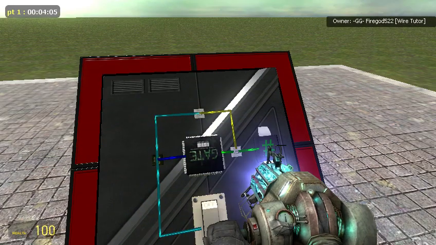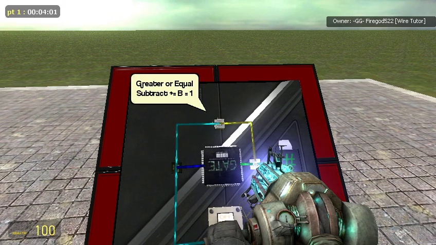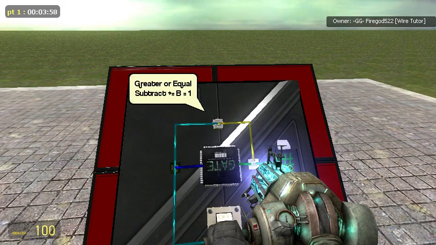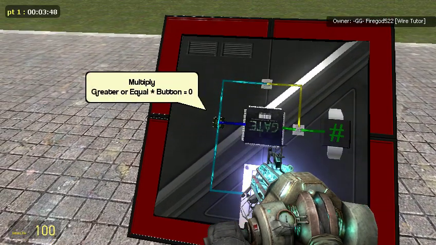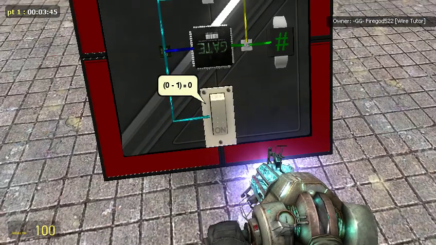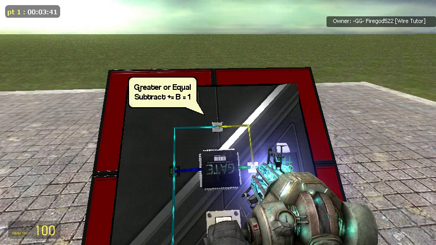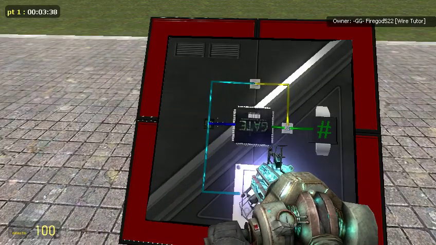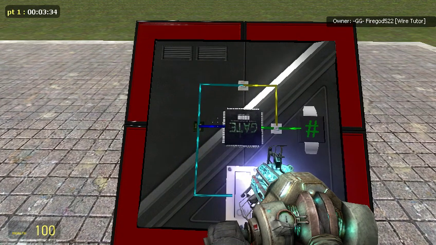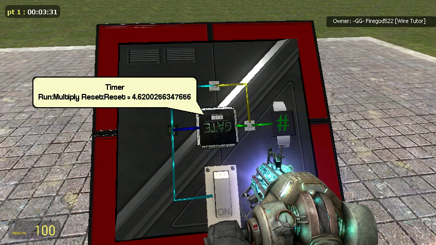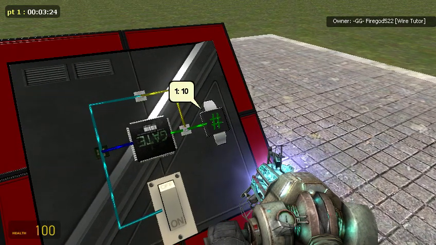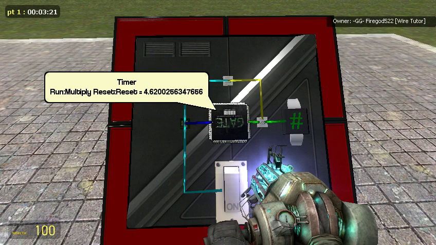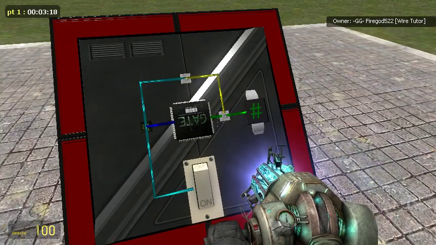Accidents happen. Okay, so if this subtract gate is greater than 0, since we didn't wire B, it's going to be automatically 0. So if it's greater than 0, then that's going to equal 1. Now we're multiplying that greater than by the button. So if the button's 1 and the greater than is 1, it's going to run. If the greater than is 0 and the button's 1, it's not going to run, because anything multiplied by 0 is 0. Mathematics. Okay, so when the timer equals 10, then it's going to stop running. It's just going to stop.